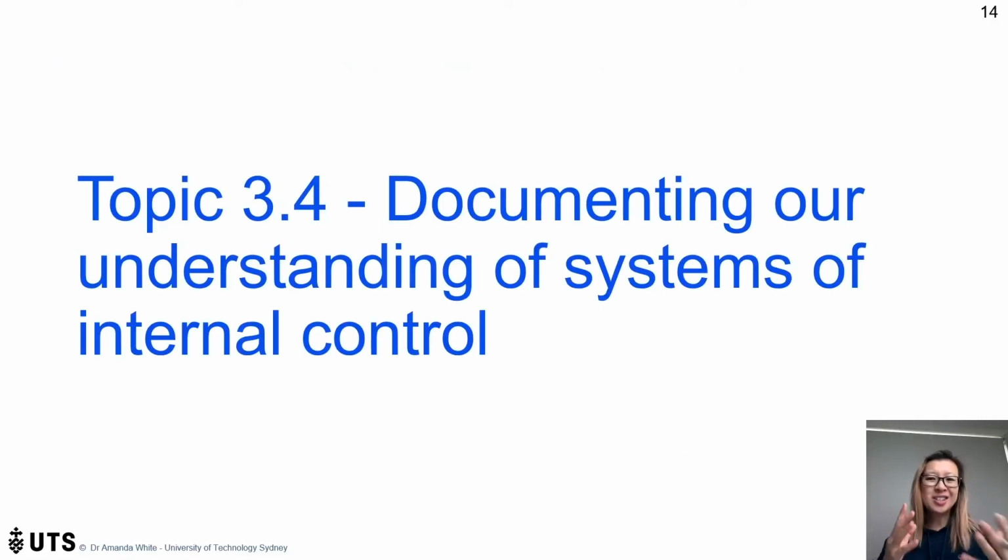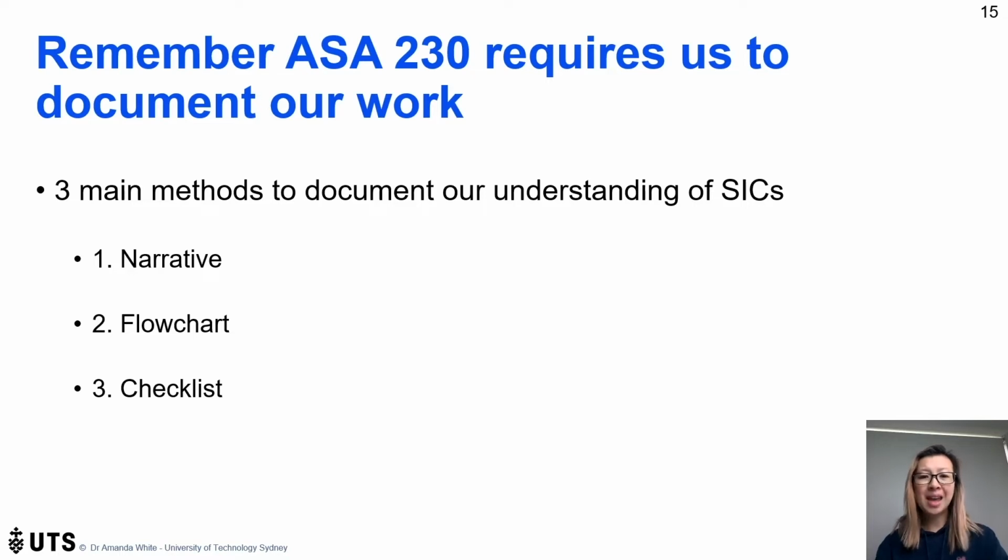So we've understood our process. We've asked the client, walk us through, tell us what it is, show us the documents. So now we need to actually put that together in some form of documentation for our own audit systems. So remember, ASA 230 requires us to document our work. And there are three main ways to actually go about documenting an understanding of our systems of internal control.